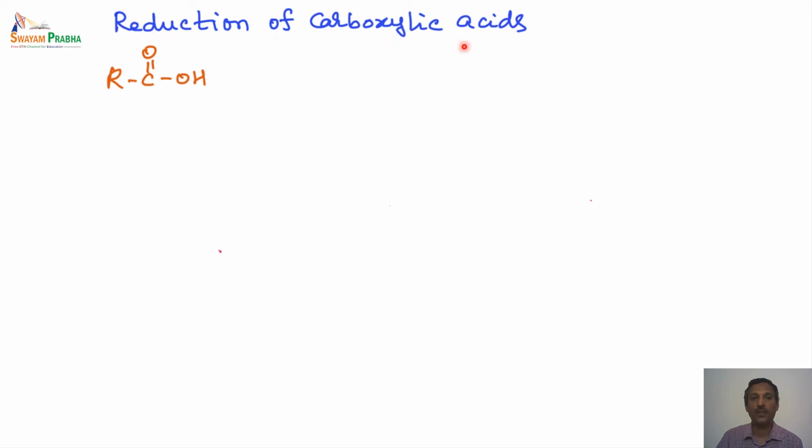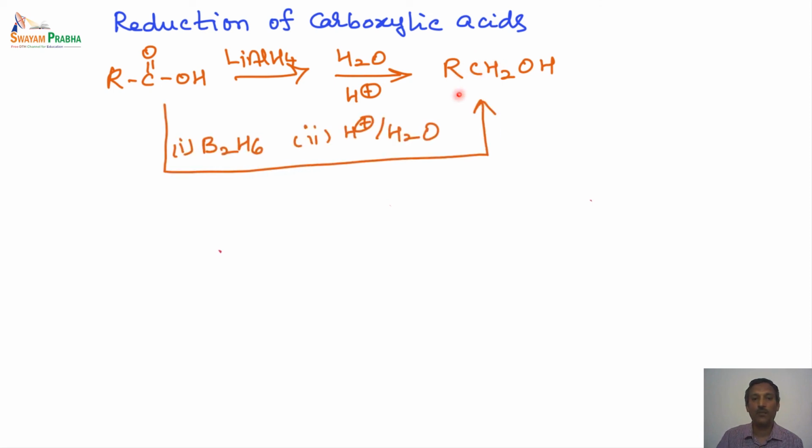Then let us look at some of the reduction reactions of carboxylic acid. Carboxylic acid on treatment with lithium aluminum hydride followed by acidic workup produces the corresponding primary alcohol. So the number of carbons in the starting carboxylic acid and the primary alcohol remains the same. We can also treat the carboxylic acid with borane followed by acidic hydrolysis to produce the primary alcohol. This we had seen in the preparation of primary alcohols also.